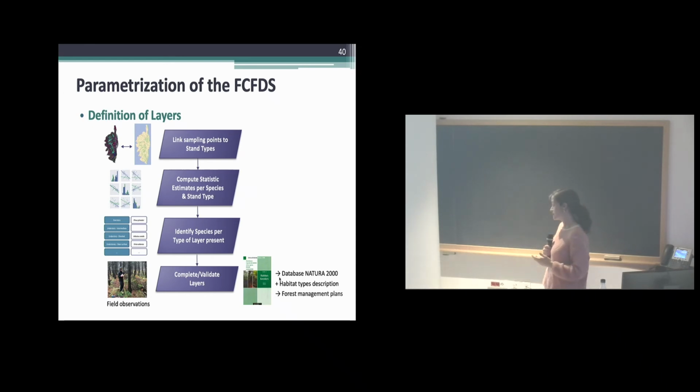So for instance, shrublands are not point inventories. And for other ones, the number of points was so low that we could not be sure the data was significant. So we should do some field observations and also use other information on vegetation to be sure that the definition of layer was correct.